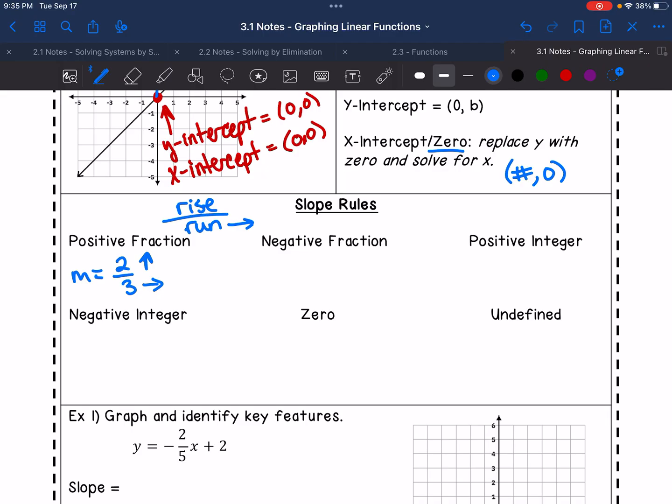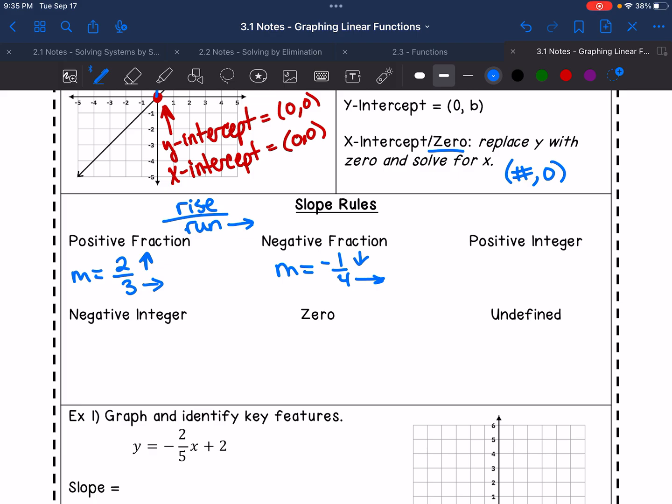Okay, now let's say you had a negative fraction. So this could be like negative 1/4. Okay, so what this tells us is from any point on our line, our graph is going to go down by 1 and right by 4.